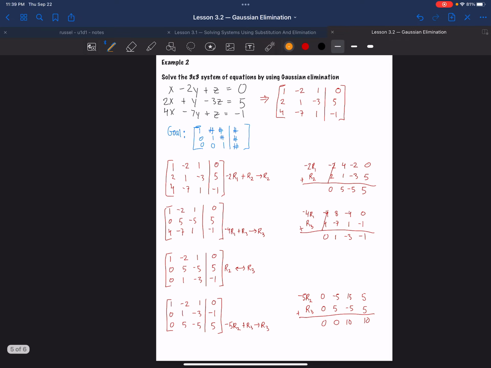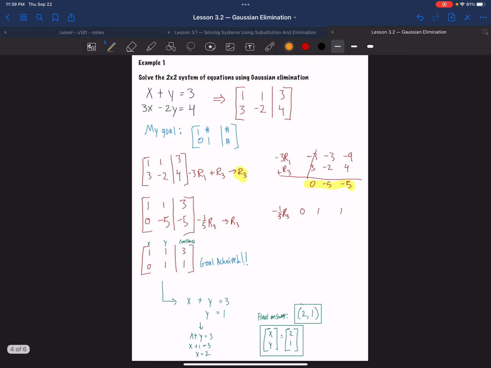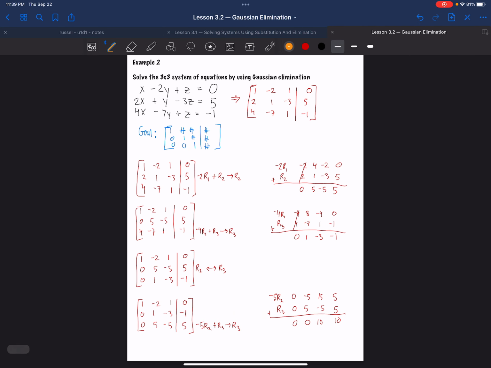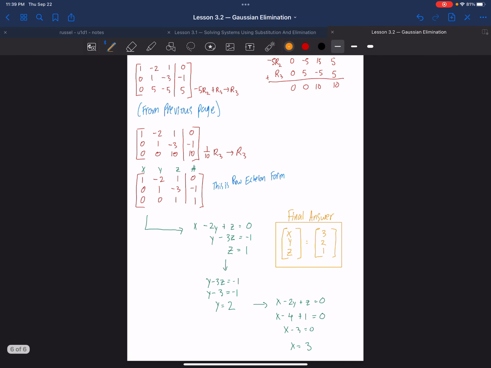So there you go. That is what Gaussian elimination looks like. See, it's kind of easy with the 2x2, but when you do it with a 3x3, you got to do multiple steps. It's kind of like solving a puzzle, right?